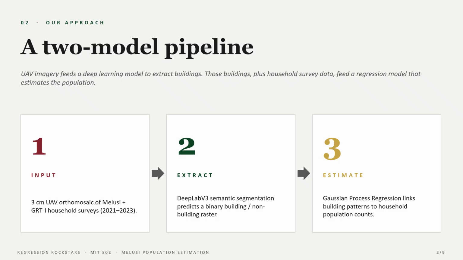We built a two-model pipeline where in step 1, we input a 3 cm UAV orthomosaic captured by the GGM department plus the household survey from the Gauteng Research Triangle. Step 2, we extract a DeepLab V3 semantic segmentation model that learns to mark every pixel as either building or background. Step 3, we estimate a Gaussian process regression that links those building patterns to the household population counts we already have.